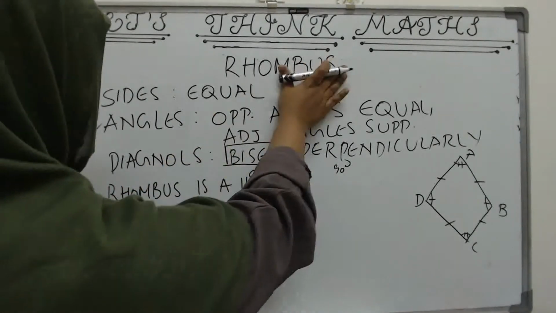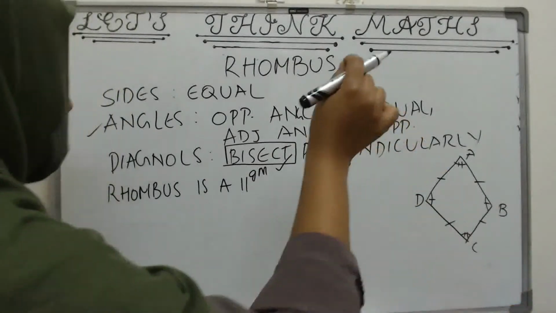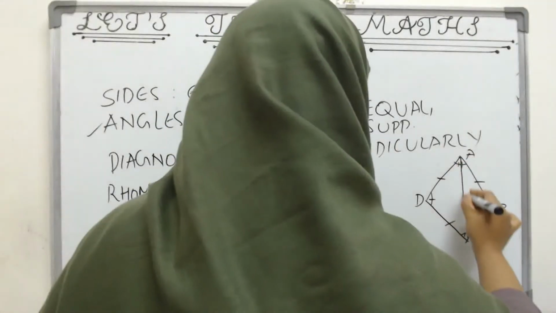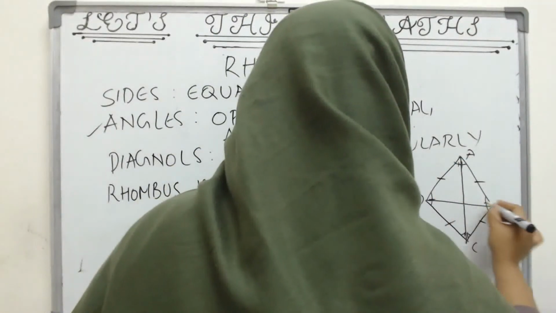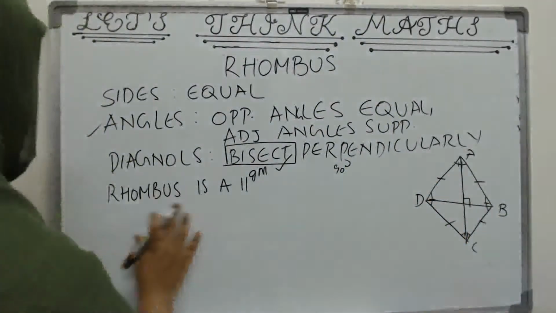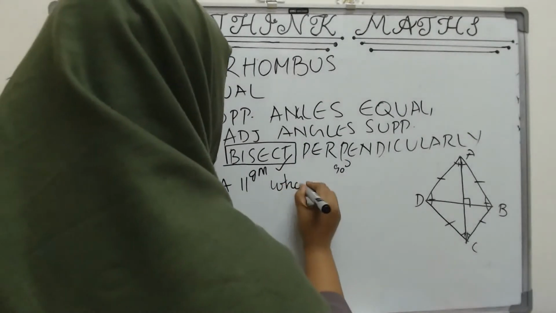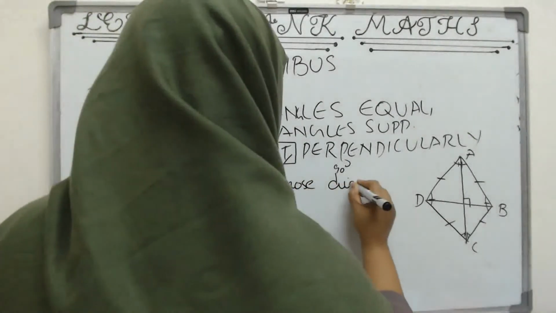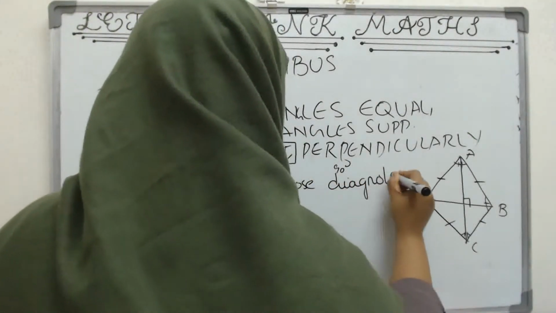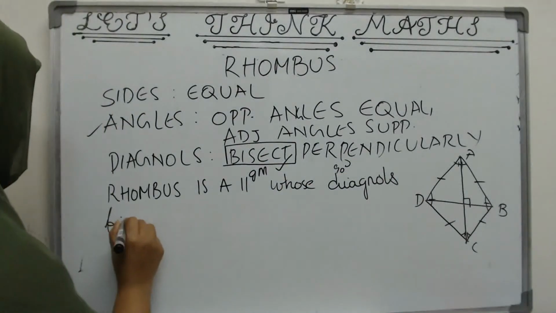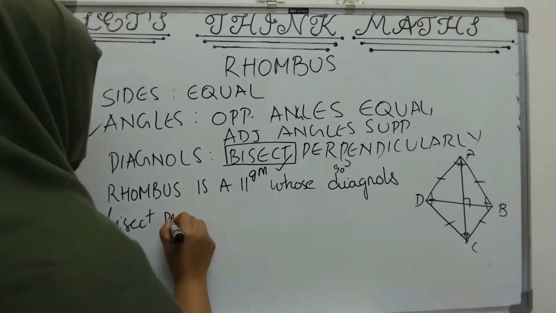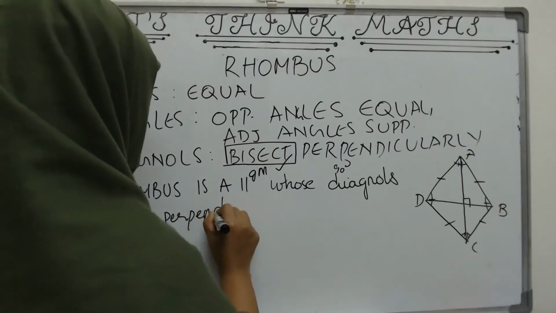But then in a rhombus, that doesn't happen. It has to be 90 degrees, which means one more extra condition. So, rhombus is a parallelogram whose diagonals bisect perpendicularly, or in other words, they are at 90 degrees.